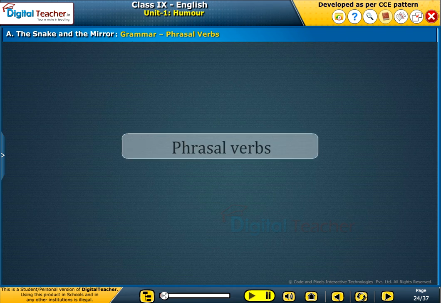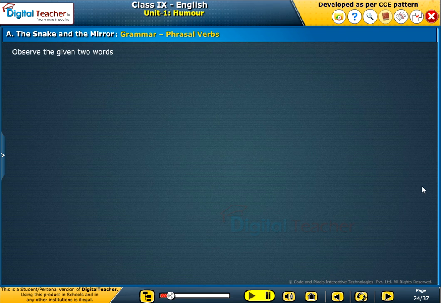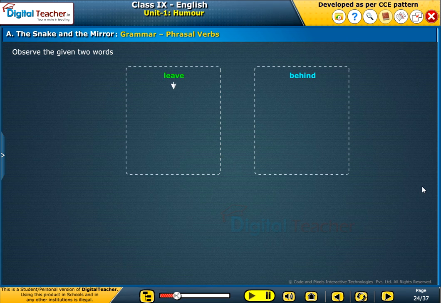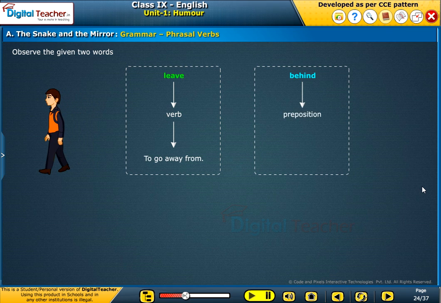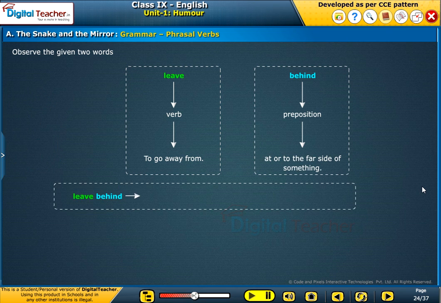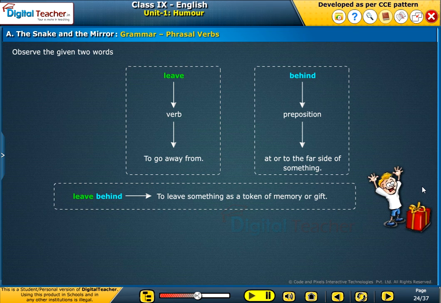In this section, we will learn about phrasal verbs. Observe the given two words, leave and behind. The word leave is a verb and it means to go away from. The word behind is a preposition and it means at or to the far side of something. For example, my grandfather has left behind 100 crores property.